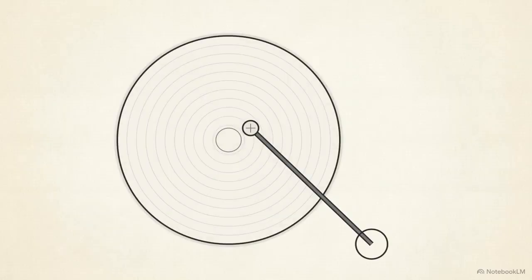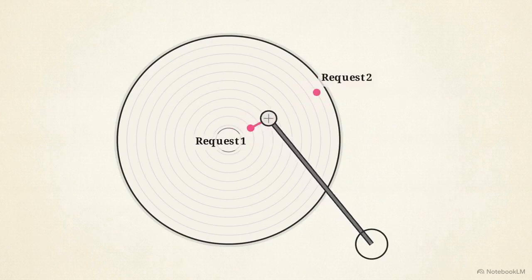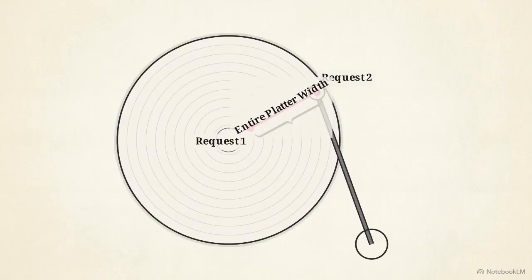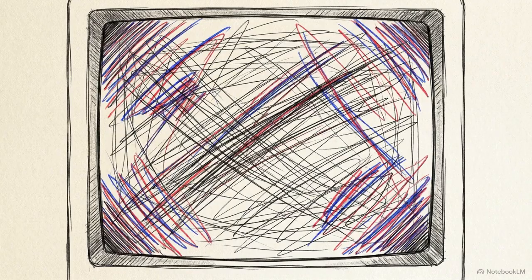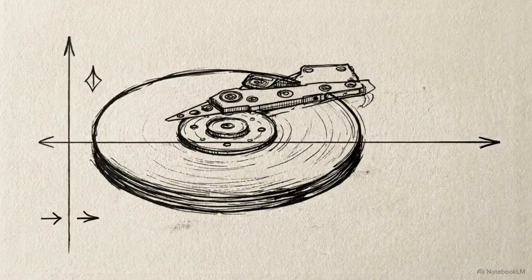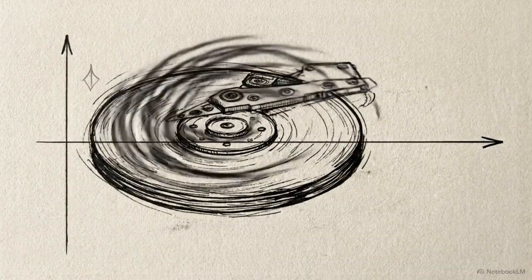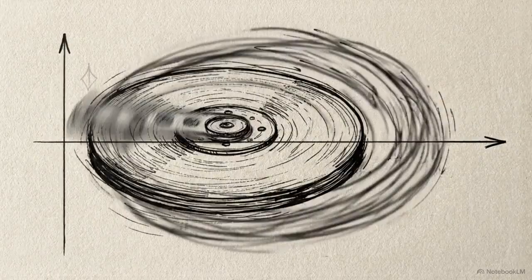If request 1 is at the inner edge of the disk and request 2 is at the outer edge, the arm has to swing the entire width of the platter. Multiply that by thousands of randomized chronological requests, and the system experiences thrashing, a state where the hardware bounces erratically back and forth across the entire disk, wasting energy and time.